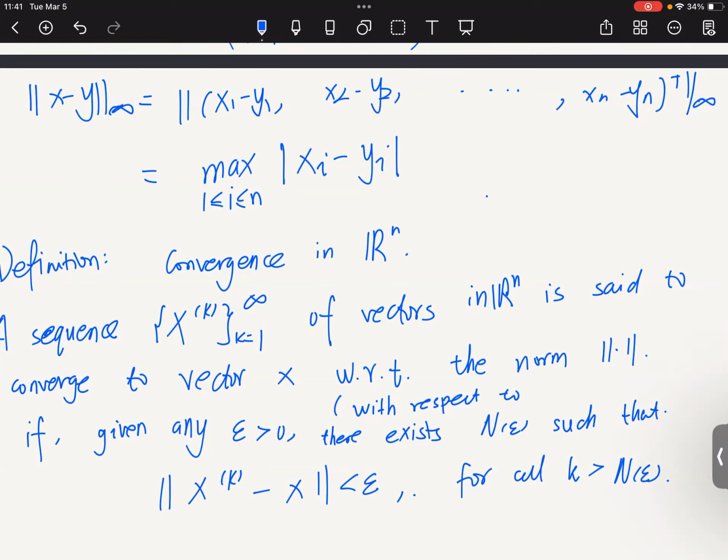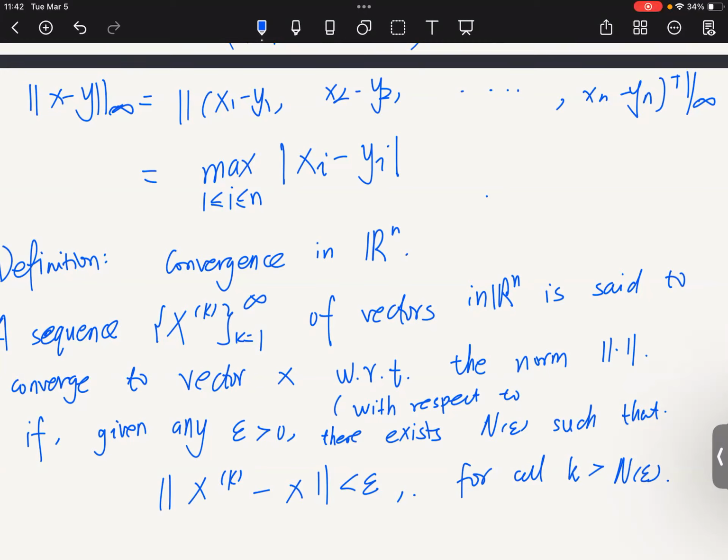So that's all about vectors. Any questions here? The convergence definition is really important to understand the material. Any questions? Okay, if you don't have any questions, then let's go to the next part.